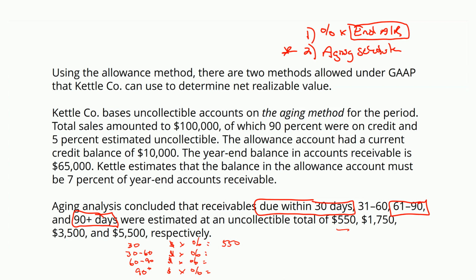Okay, 30 to 60, 1750. 61 to 90, that's got to be the 3,500. And then the 90 plus days, that's 5,500. So sometimes you have to do this math. Sometimes you feel like a nut. Sometimes you don't. All right, we didn't have to do that math. All right, you take all that, the sum of all of those categories is $11,300. So that's our required ending balance in our allowance account.